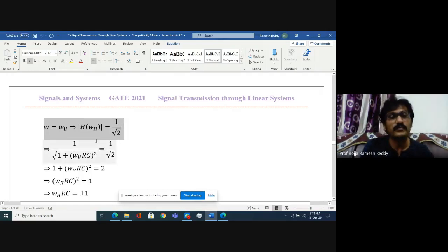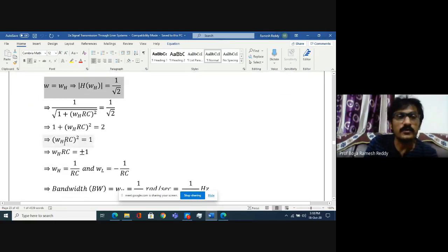This is the standard form where the magnitude response is always equal to the maximum value by root 2. That is 1 divided by root of 1 plus omega RC whole square. Take it as omega H RC whole square is equal to 1 by root 2. Squaring on both sides and cross multiplying, it becomes 1 plus omega H RC whole square is equal to 2. Otherwise, omega H RC whole square is equal to 2 minus 1, that is 1. So omega H RC is equal to plus or minus 1.